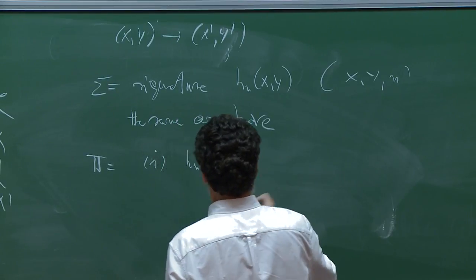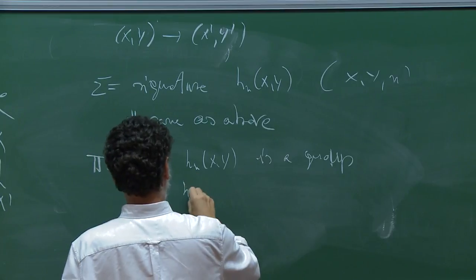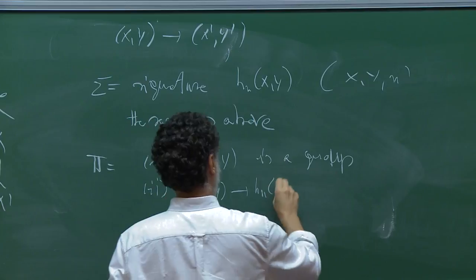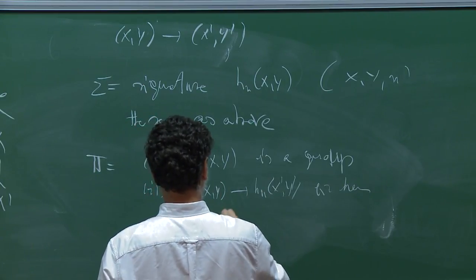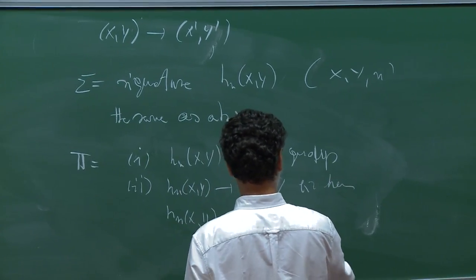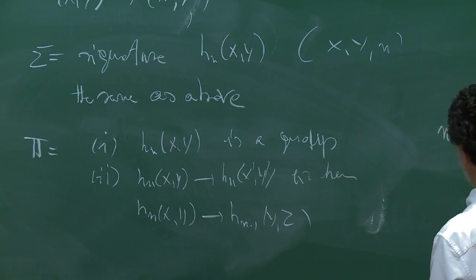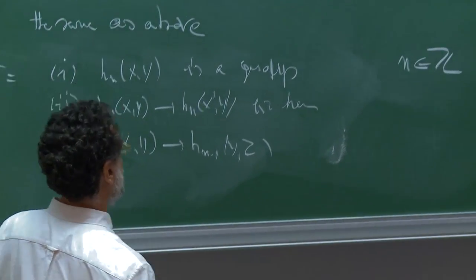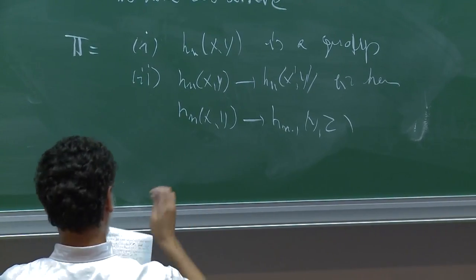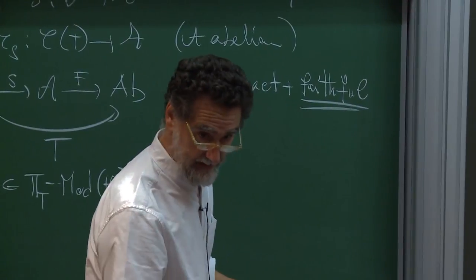So H N is an abelian group, if you want, and the maps H N XY to H N X prime are homomorphisms, but also the one which is given by the boundary, H N minus 1 YZ. And these are for n in Z. I just take all n, so the index is Z. So if you want, these are just points of a diagram. Don't think of this as anything but a syntactic situation, as Olivia would say. So now I also want, I don't know how it's, oh, good.